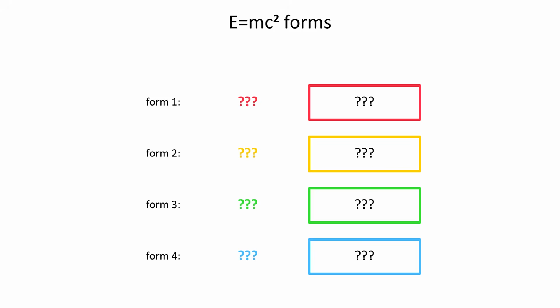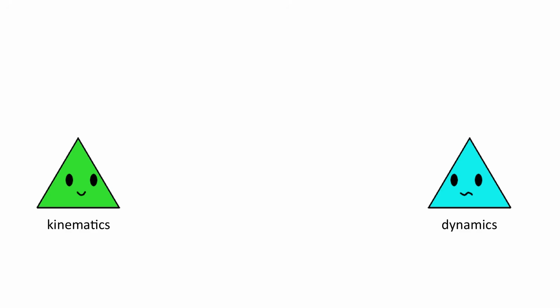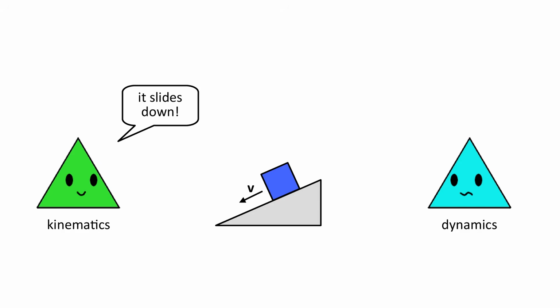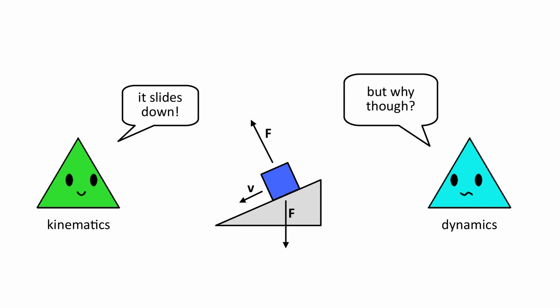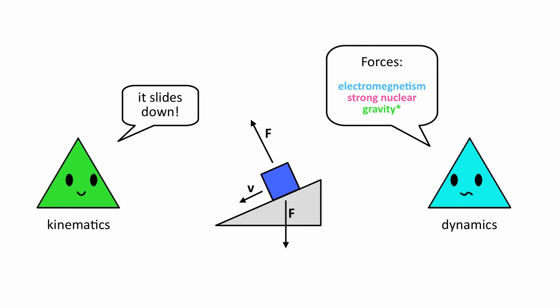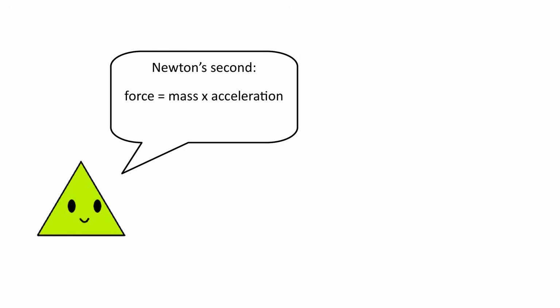Why start in this order? Well, it all comes down to kinematics versus dynamics. So far, we've only covered kinematics, which deals with things moving. But to understand energy, we need dynamics, which deals with the causes of that movement. And we're starting with forces because they're how the universe fundamentally interacts, such as electromagnetism, the strong nuclear interaction, and gravity. According to Newton's second law, force equals mass times acceleration, F equals ma.